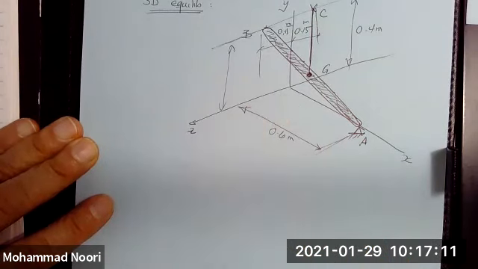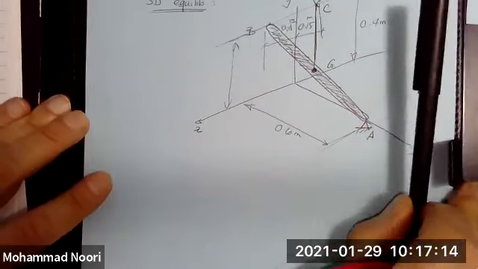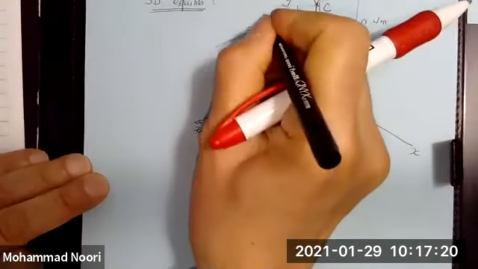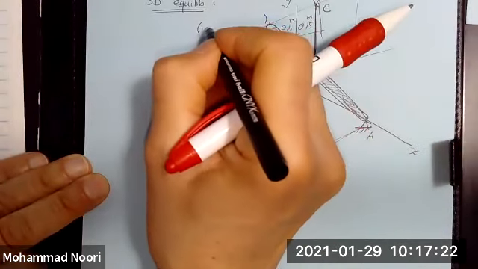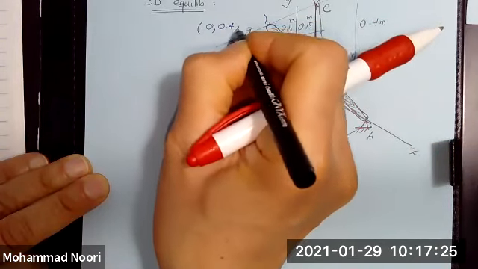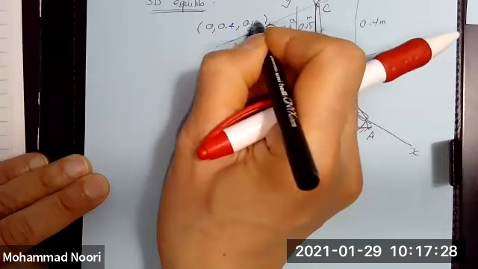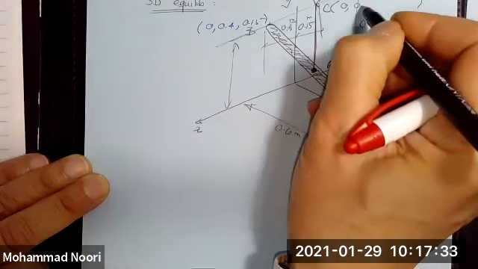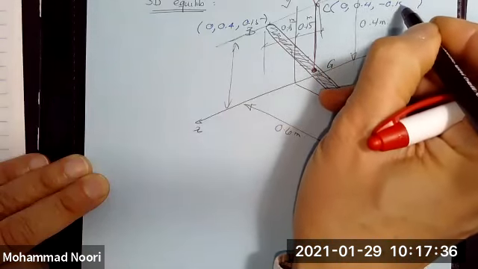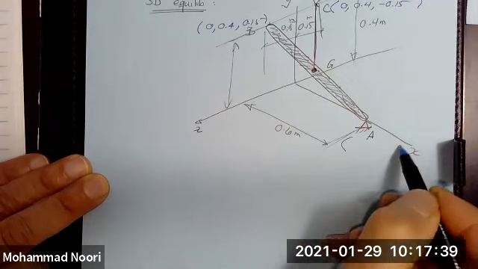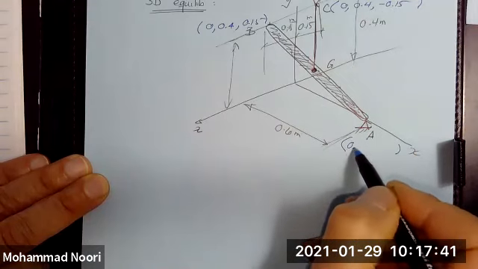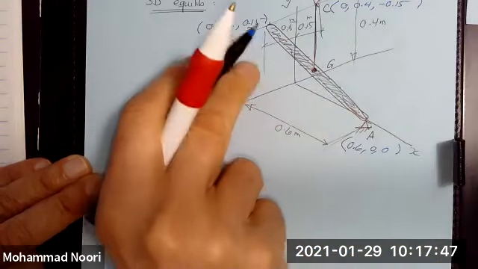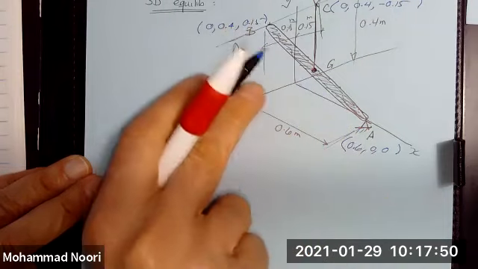So first of all, let's set up the coordinates of all these points. We need that. So B would be 0.4 and 0.5. C is 0.4 and negative 0.15. A would be just 0.6, 0, 0. G is in the middle, halfway between these two.